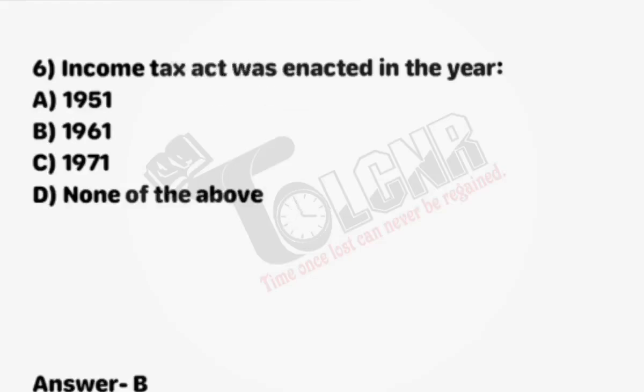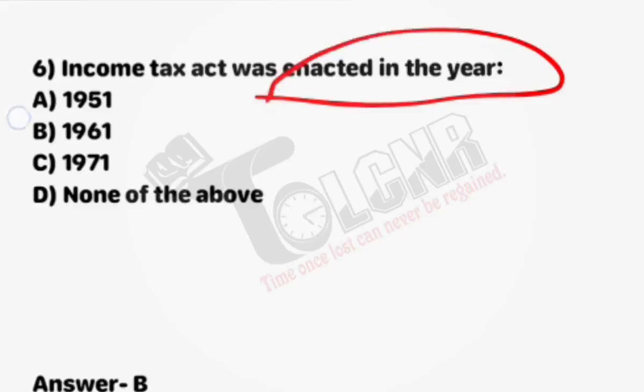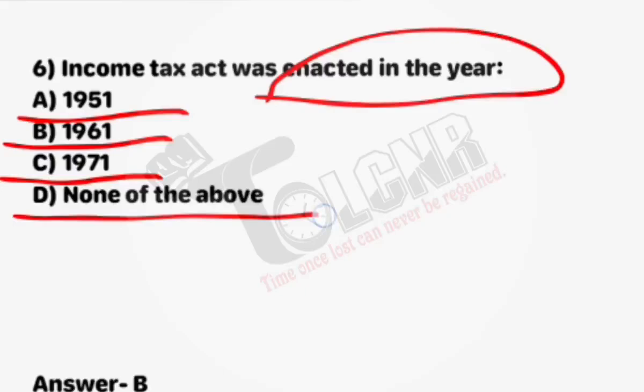Next question is Income Tax Act was enacted in the year 1951. B option is 1961, option C 1971 and option D none of the above. Option B is correct, 1961. Income Tax Act was enacted in 1961, right?